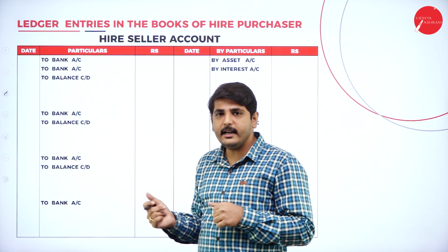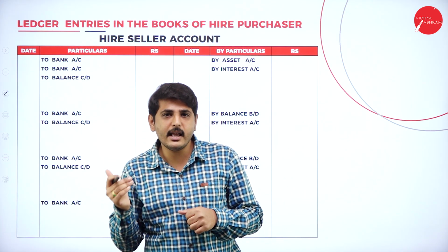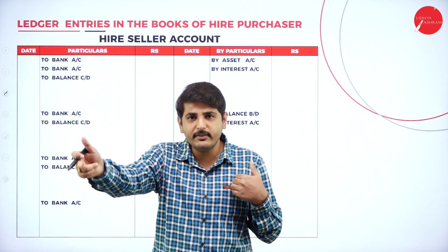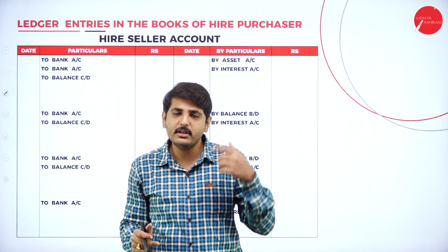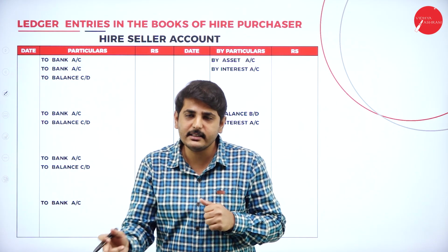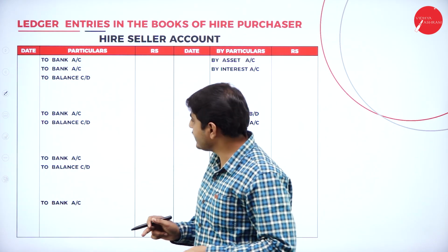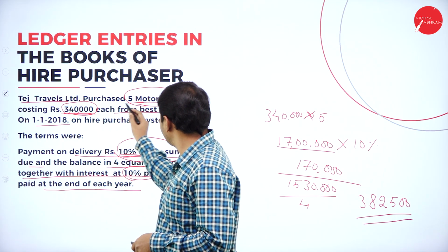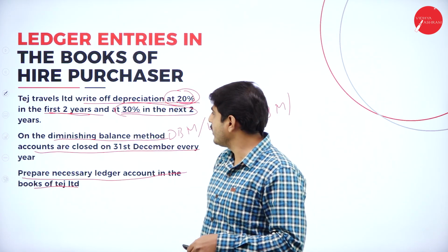So what is the journal entry? Asset account debit to hire seller account. Debit what comes: asset is coming to hire purchaser. And who is the giver? Hire seller is the giver. So asset account debit to hire seller account. So in this problem, what is the asset? This car is the asset. So we are purchasing 5 motor cars. So 5 cars are the asset.